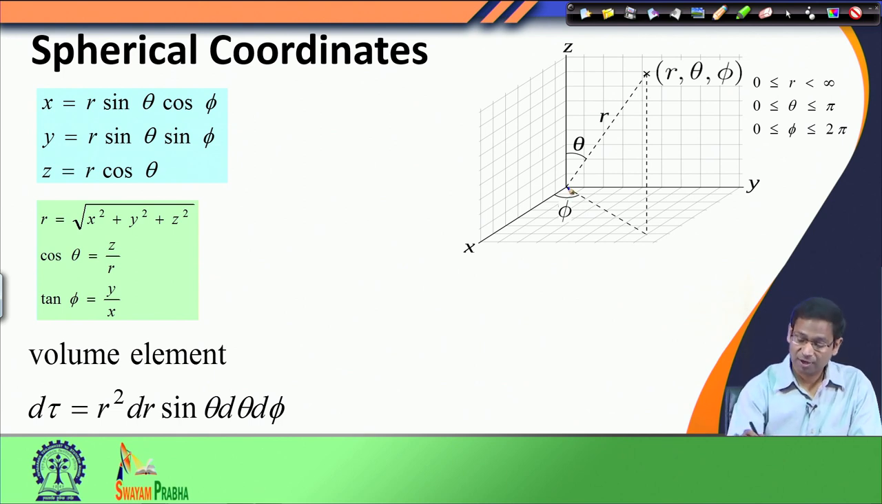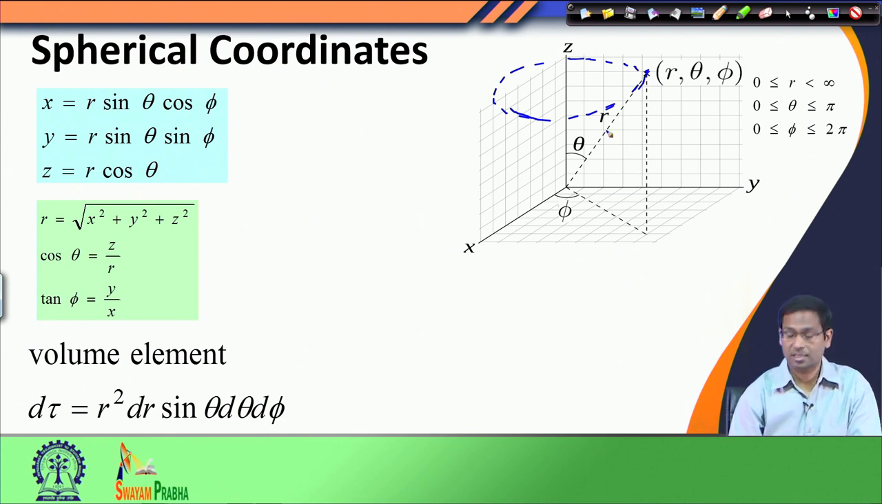What about phi? For a given value of r and theta, I can make a 2 pi revolution around the z axis, where the phi value goes from 0 to 2 pi, and I can do this for each and every value of theta. So, for every value of theta, when I make a 2 pi revolution, you can imagine that I will get a sphere. Therefore, phi goes from 0 to 2 pi, theta goes from 0 to pi, and r goes from 0 to infinity.